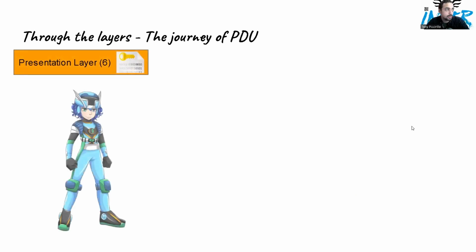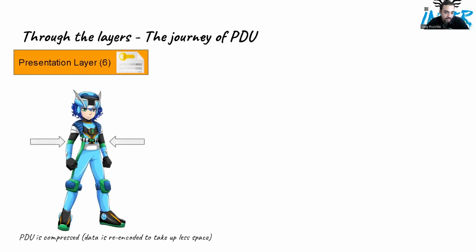Let's move down to the presentation layer. Here we have our PDU now in the presentation layer. In the presentation layer, he's going to be compressed and his data will be re-encoded so he won't be as large. And remember how part of the PDU is protocol data, and that protocol data is HTTPS for secure HTTP.